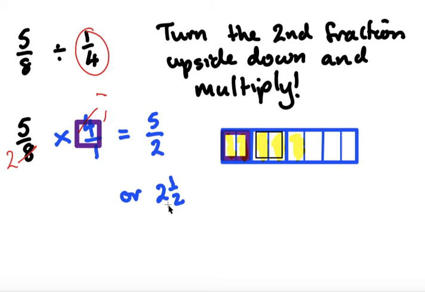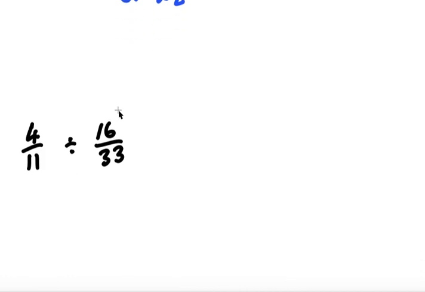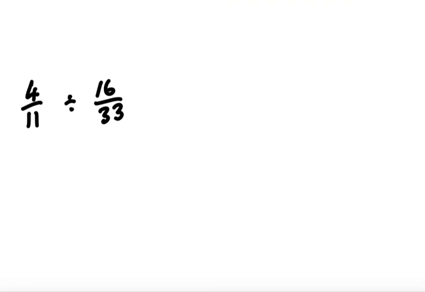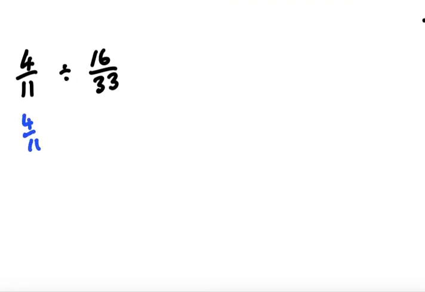So for division, turn the second fraction upside down and multiply. So this one here, let's do the same sort of thing. Let's turn the second one upside down. Here it is. We've got 4/11, and we're going to times it by 33 over 16. How many times will 4 fit into 33? So we go 4 into 16, that will go in 4 times, and 11 will go into 33 3 times. So the answer will be 3/4, 3 over 4.